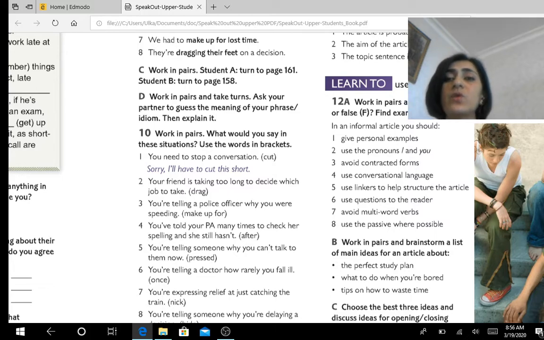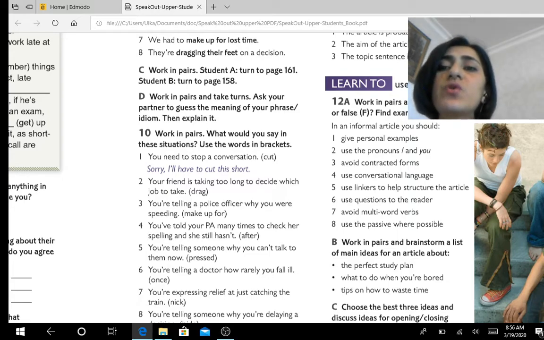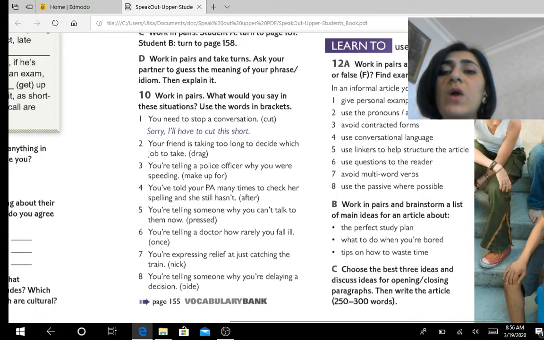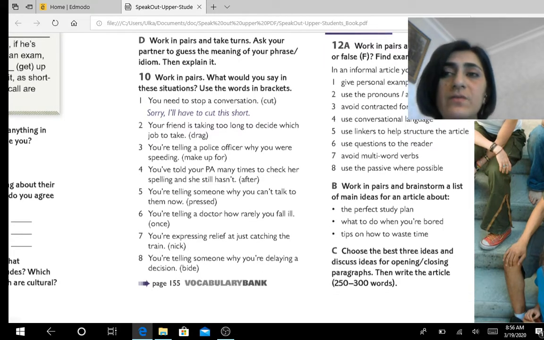So if you are given a statement like, you need to stop a conversation, how would you say that in a different way, paraphrasing it and using your idiom cut? One example is given for you: Sorry, I'll have to cut this short. So this way you will have to complete the other 7 sentences.